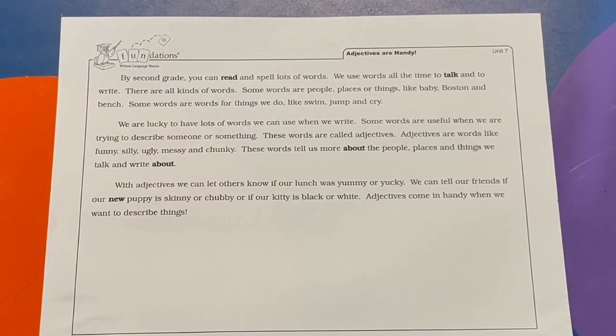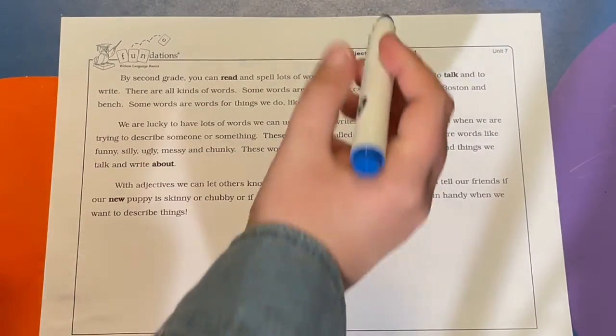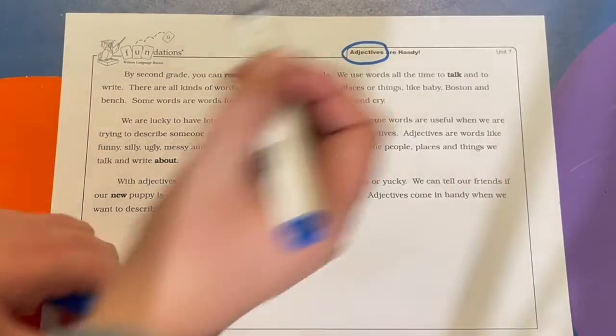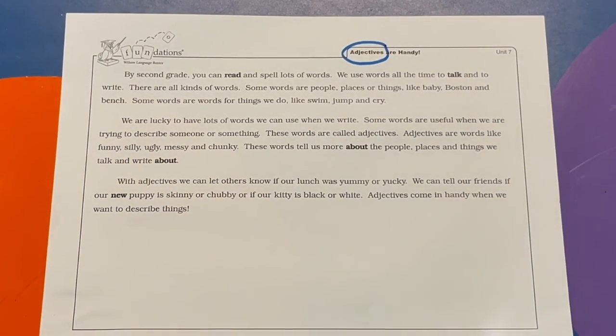Now, think about what we just read. What was the topic of this passage? Or what was it mostly about? Adjectives, that's right. It's even in the title. Adjectives. What is an adjective? It's a type of word. Adjectives are words that describe things.